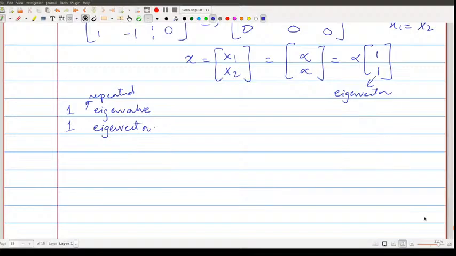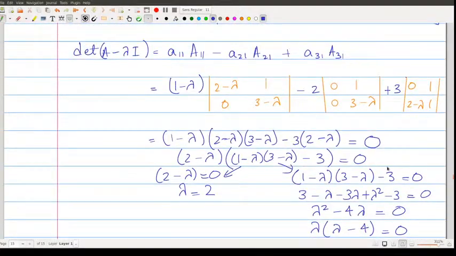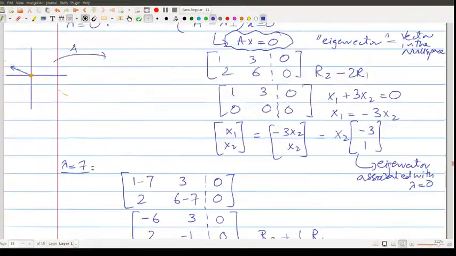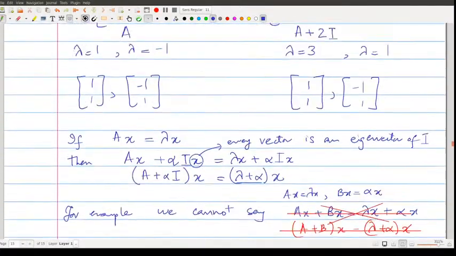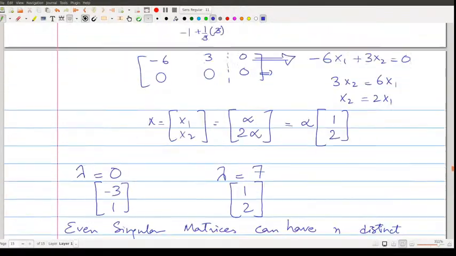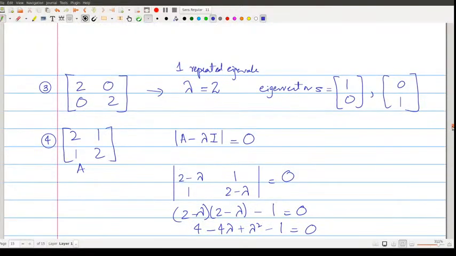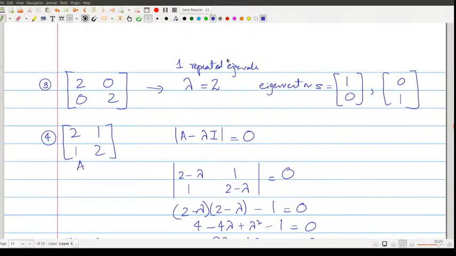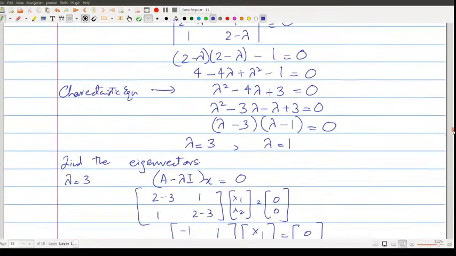If you've noticed, when we had two eigenvalues, we did get two eigenvectors. So once you have n eigenvalues, you will get n eigenvectors. But if you have only one eigenvalue, sometimes you may still get more. I think we had a repeated eigenvalue somewhere here. We had one eigenvalue, but we still had two eigenvectors, right?